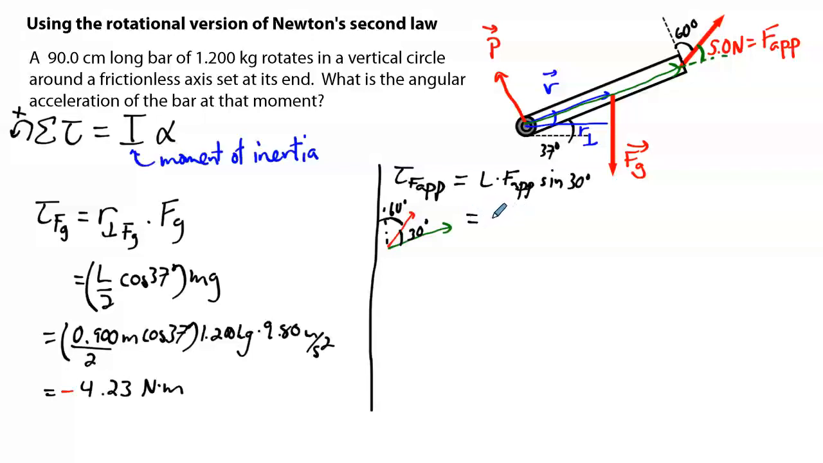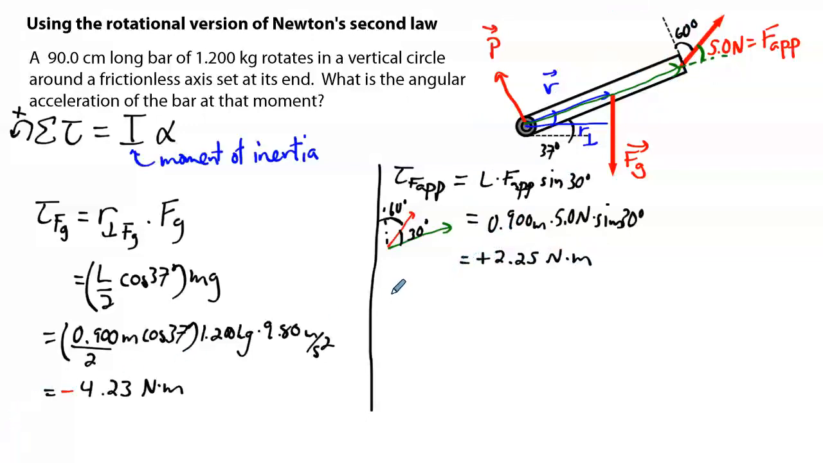Once we put the numbers in, we have the full length, so the full 0.90 meters, times the force applied, 5 newtons, times the sine of 30 degrees, which is just 0.5. Once we do the math, we get 2.25 Newton meters. And this one is trying to rotate the object counterclockwise, so therefore it will have a positive sign.